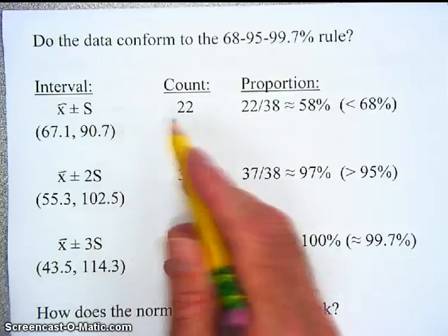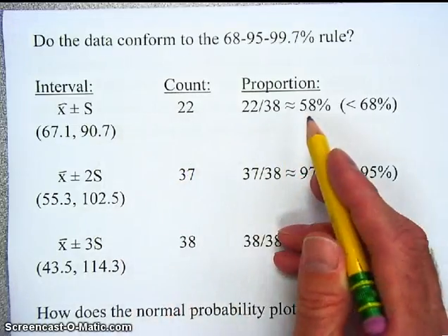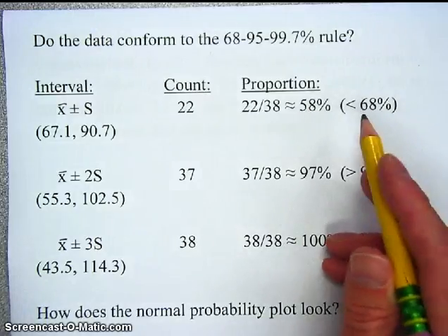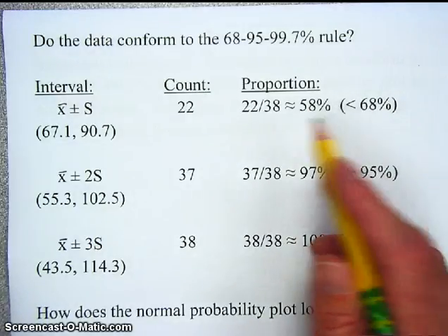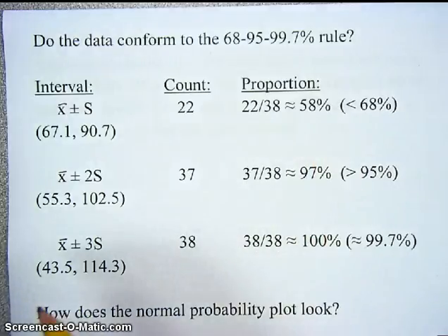And in that interval, I counted 22 scores. 22 out of 38 is 58%. Now that's somewhat less than 68%, so maybe this is a departure from normality. This is not really as high a percentage as we'd like to see in that middle interval.